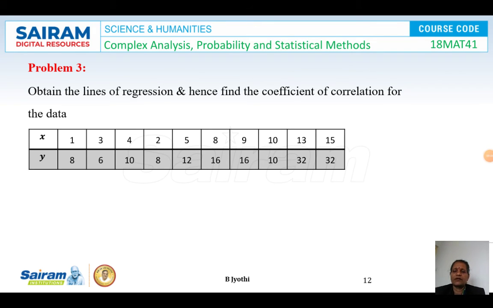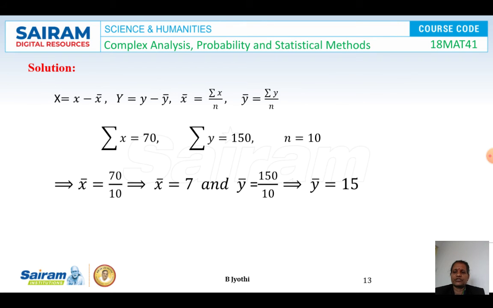Next problem. Obtain the lines of regression and hence find the coefficient of correlation for the data. Here, apart from finding the lines of regression, we need to find the coefficient of correlation for the following data. The data is given like this. X and Y values are given by these tabular values. So let us look into the solution.